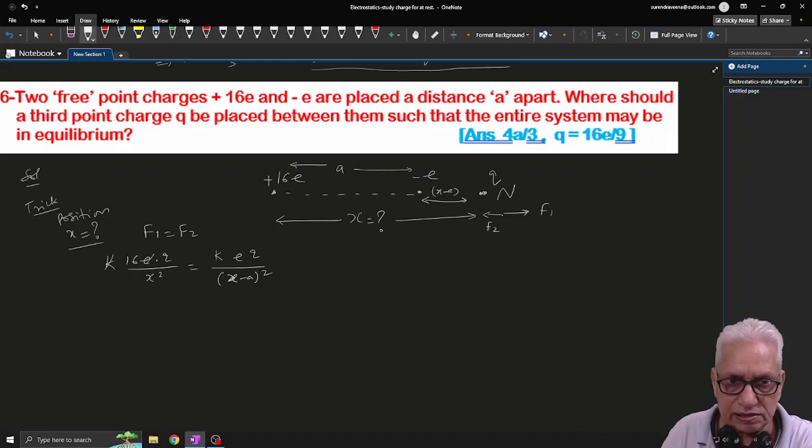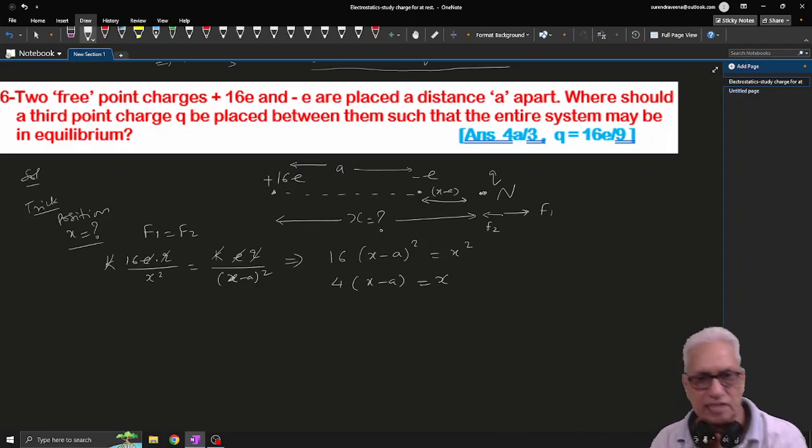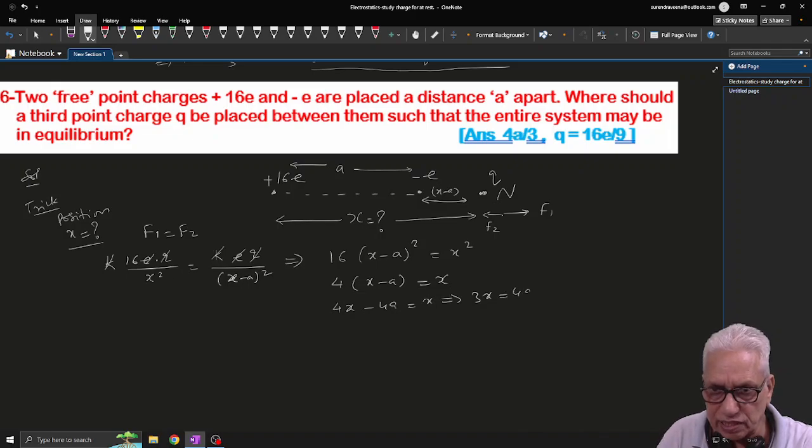Now k e q cancel out. You cross multiply: 16 into x minus a whole square equals x square. We will not open it, we take the root of it, it will be 4 into x minus a equal to x. मैं यहाँ पे इसको ओपन नहीं करेंगे, नहीं तो क्वाड्रेटिक इक्वेशन बन जाएगी. हमेशा रूट लेंगे. So it will be easier: 4x minus 4a equals x. इधर जाएगा तो क्या हो जाएगा, 3x equal to 4a, then x will be 4a by 3. This is the position. This is the answer.